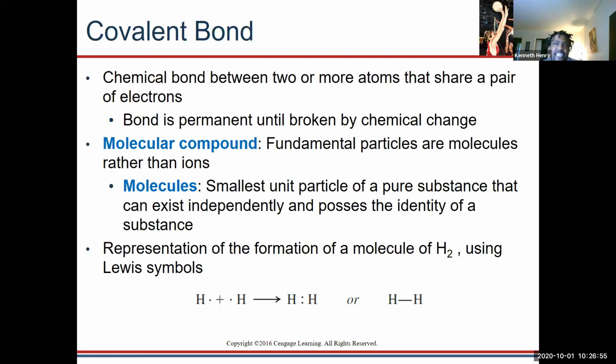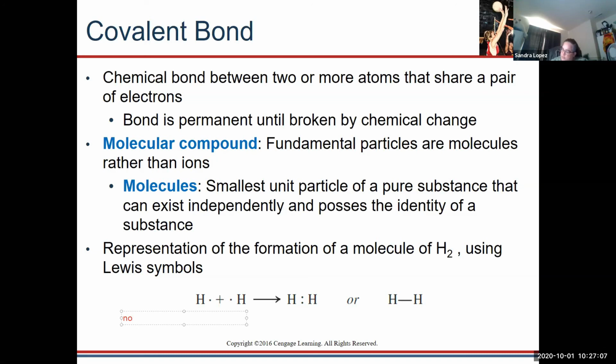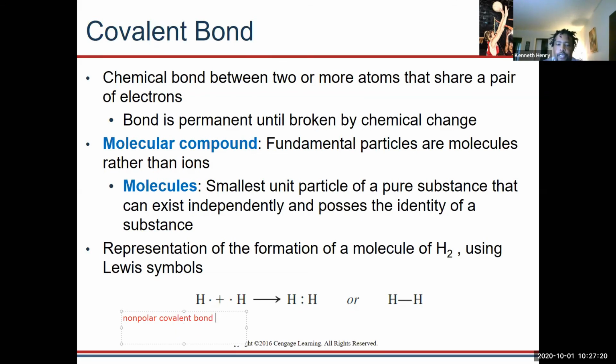If you're sharing evenly, both individuals are getting it the same amount of time. That's called nonpolar covalent bonds. And unevenly is polar. Uneven means polar. That's right. Nonpolar covalent, and that is going to be even sharing. And then polar covalent.